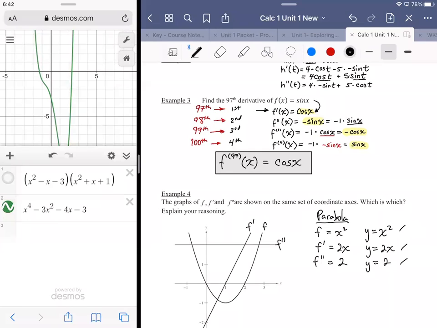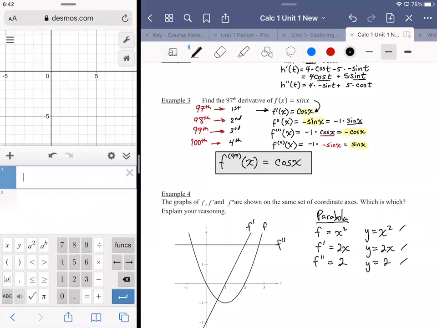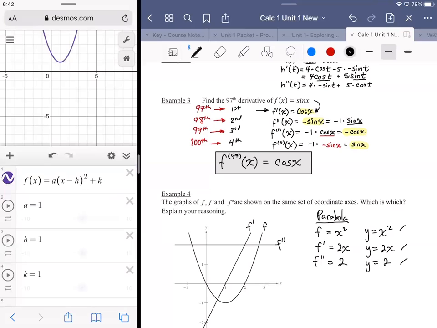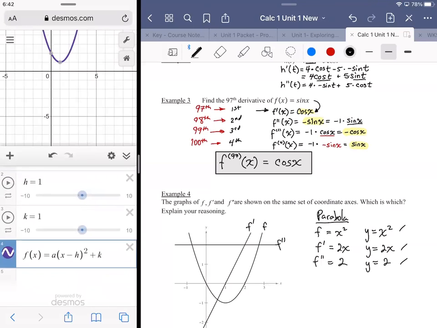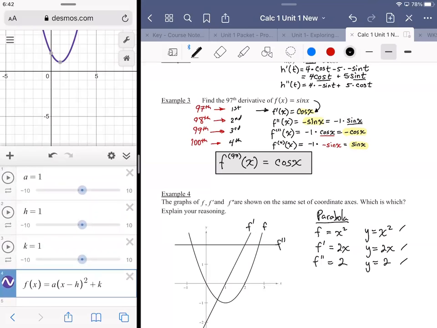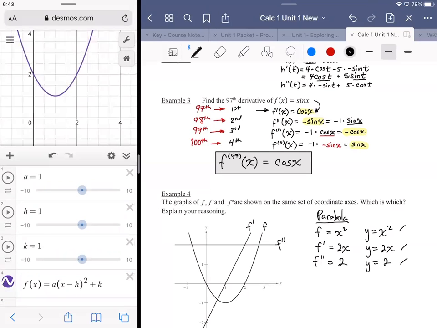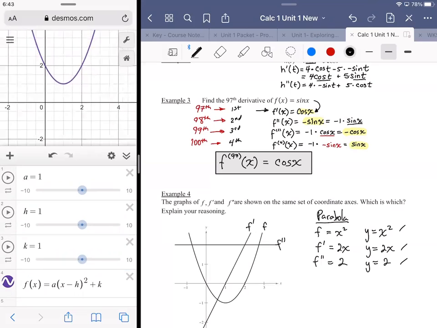But if you want a more generalized example, then what I would recommend is that you write in Desmos the equation of a parabola in a generalized form. I prefer the standard form or the vertex form, a times x minus h squared plus k. And I prefer this one not because I'm a teacher and I prefer to make things more complicated than they need to be, because that's part of a teacher's DNA. No, it has more to do with, okay, so it's part that.